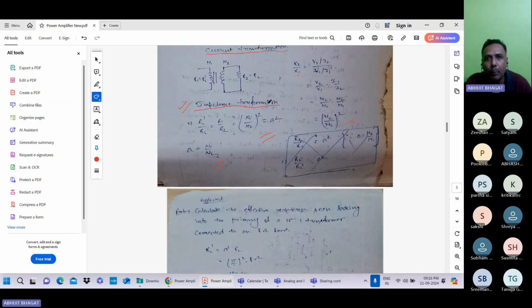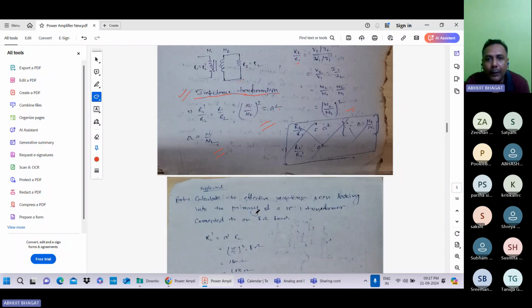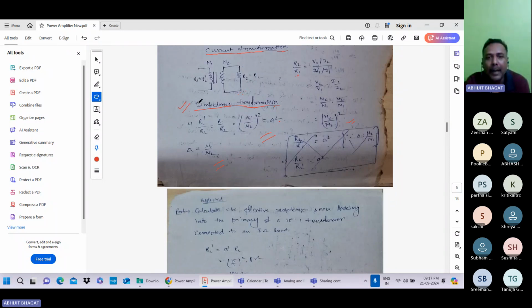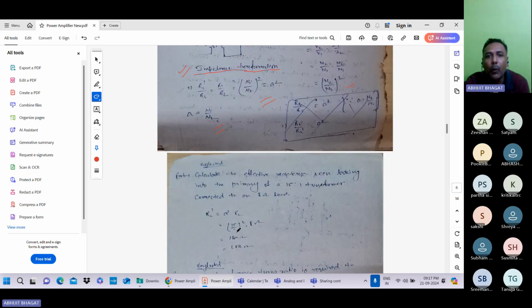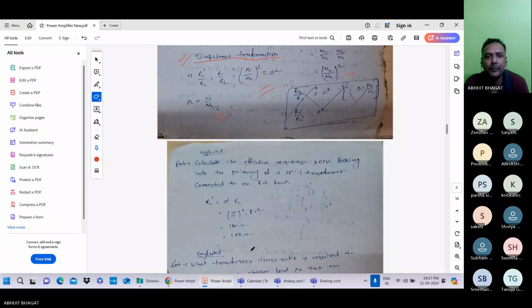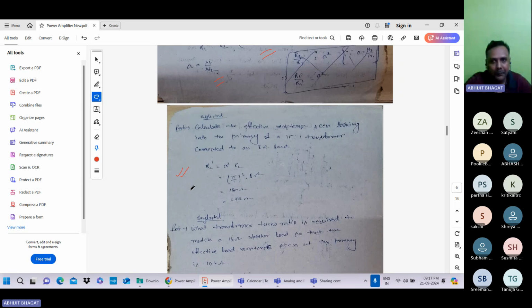That means if you put a load of 8 ohm across the secondary side, its effective load across the primary side is 1.8 kilo ohm. Clear? Is it okay? If you face any issue, you can ask.